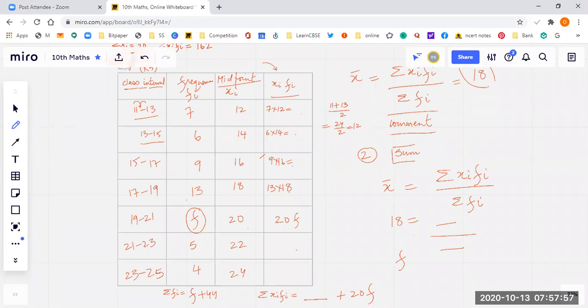So let's see who does it first. Thank you very much, students. Wish you all the best. I will give you two more sums with this one. All the best.